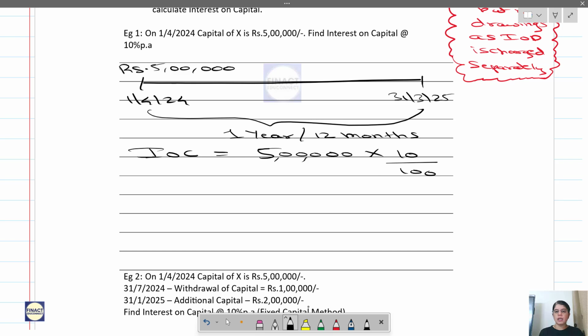So I have to calculate it for 12 months only. It is per annum, so if it is there for the entire year, the interest is 10%. So it comes to 50,000. Okay, just copy this. Then let's go to example number 2.